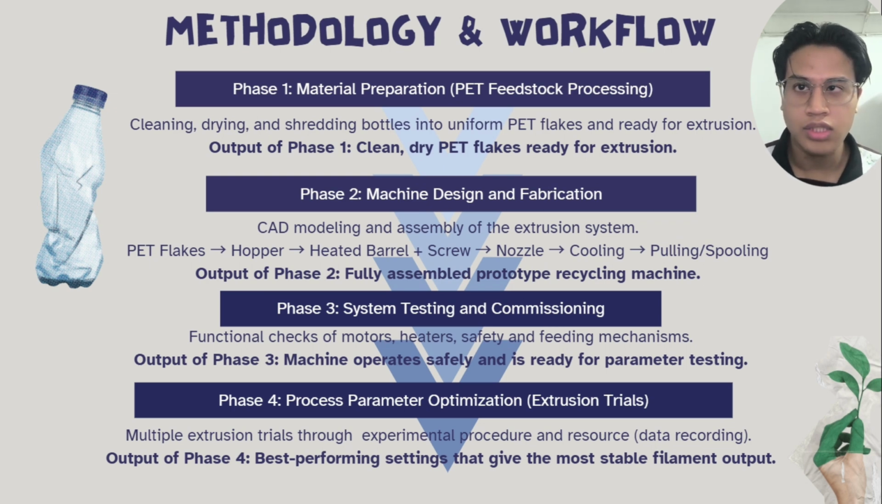And phase 3 is system testing and commissioning, with functional checks of the motors, heaters, safety and feeding mechanism. The output is that the machine operates safely and is ready for parameter testing. And phase 4 is processing parameter optimization through extrusion trials. Multiple extrusion trials are run through an experimental procedure and the resulting data will be recorded.